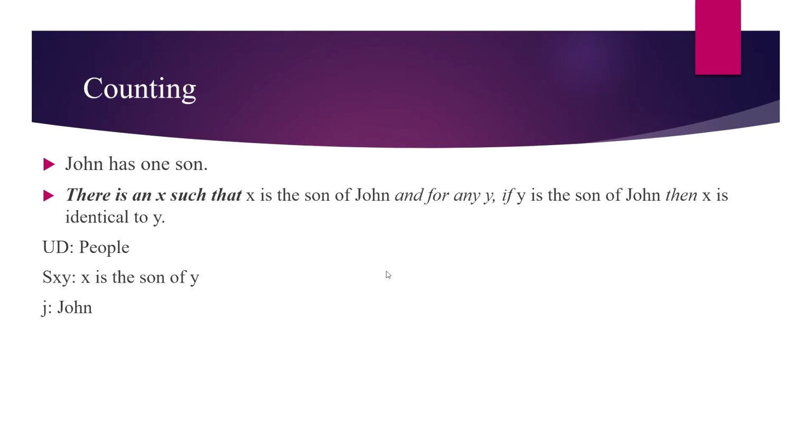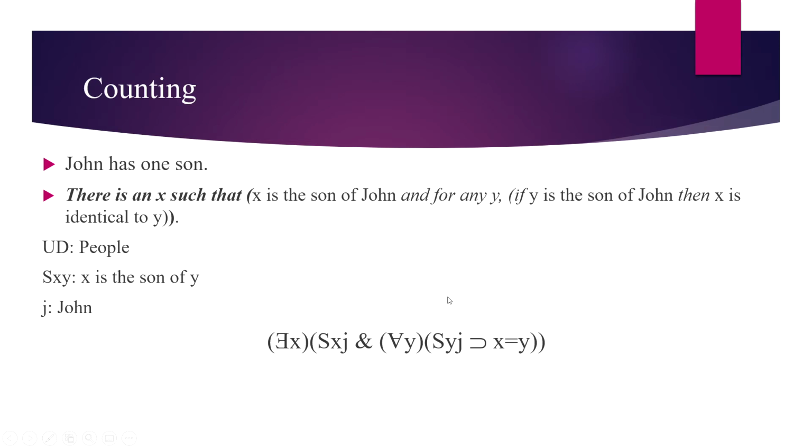Here's our symbolization key. Let's add in our parentheses here, right? One for the whole scope of the existential quantifier, and then one around the material conditional to put the whole thing in the scope of the quantifier for Y. And the symbolization we get looks like this. There exists an X such that X is the son of John, and for all Y, if Y is the son of John, then X is identical to Y.